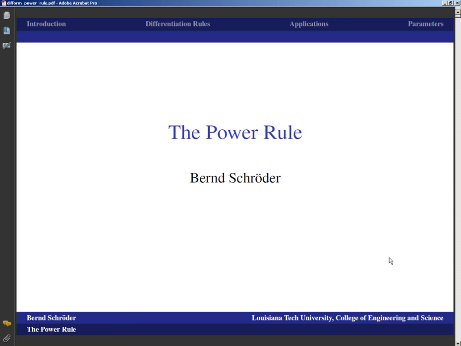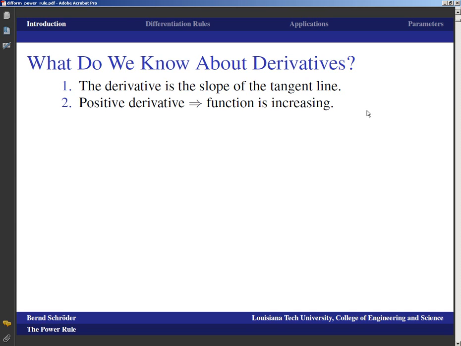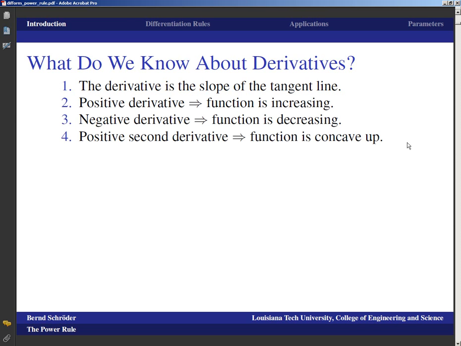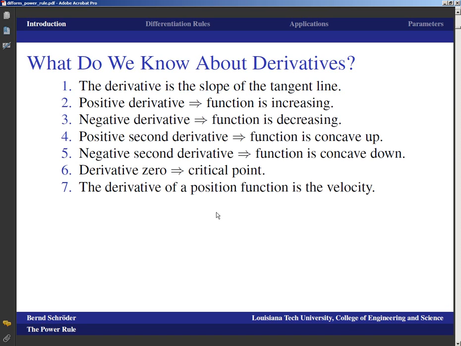Basically, after we have talked about the concept of the derivative, we can take stock of what we know about derivatives, and our conceptual knowledge is considerable. I mean, we know that the derivative is the slope of the tangent line. We know that a positive derivative means that the function is increasing. We know that a negative derivative means that the function is decreasing. And we know that a positive second derivative means the function is concave up, a negative second derivative means the function is concave down. We know that a zero derivative gives us a critical point, and we know that the derivative of a position function is the velocity.